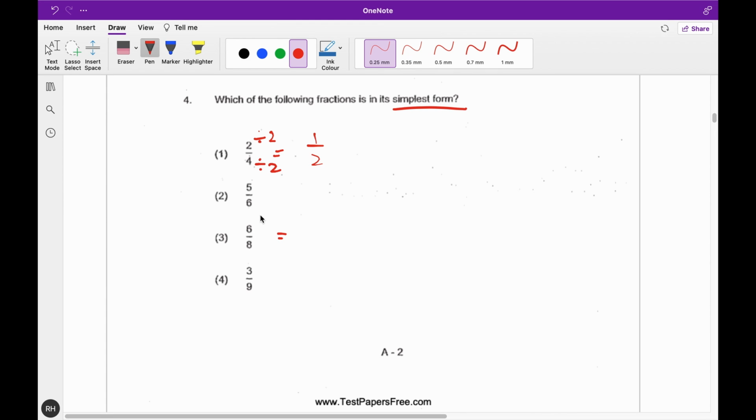So let's take a look at option 3. We can divide by 2, divide by 2. So we have 6 divided by 2 is 3, 8 divided by 2 is 4. And then for the last one, we can divide by 3, divide by 3. So 3 divided by 3 is 1, 9 divided by 3 is 3. So answer is option 2.